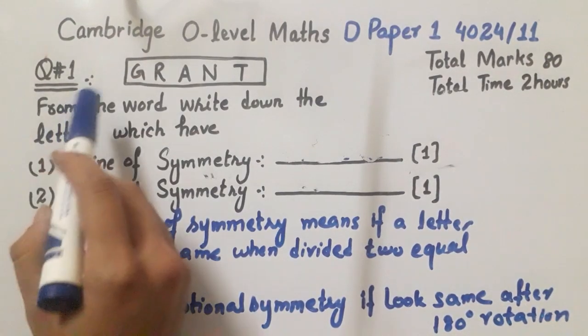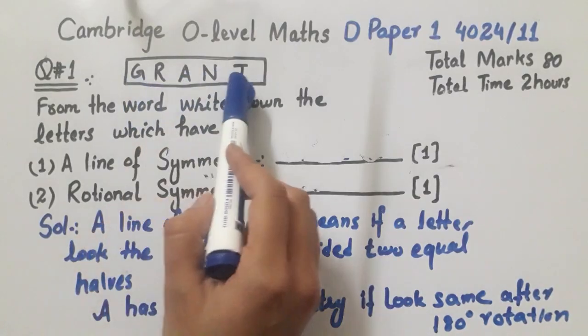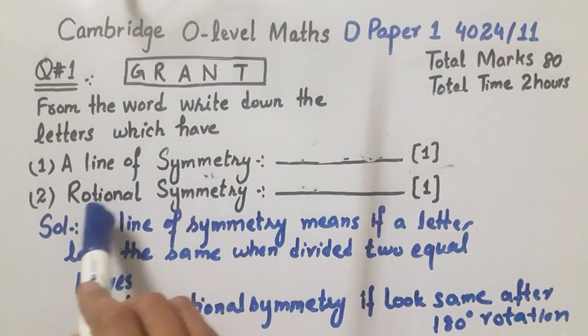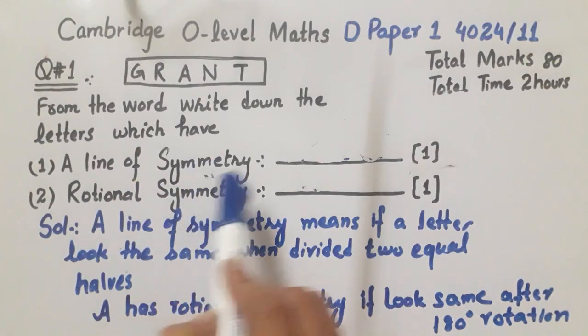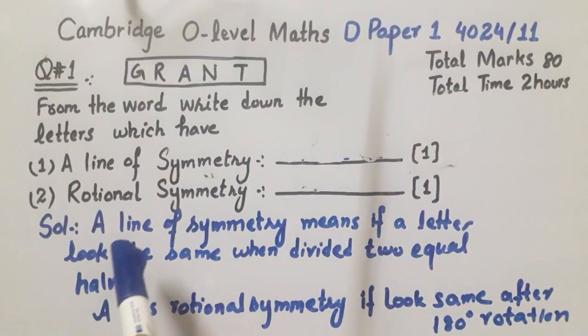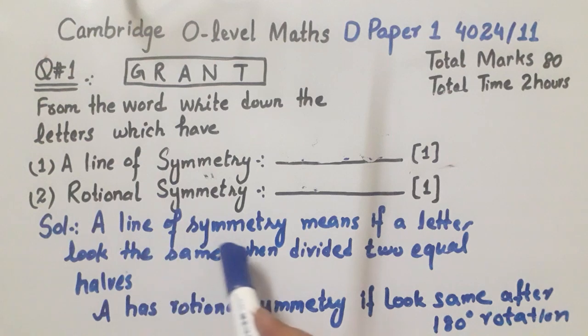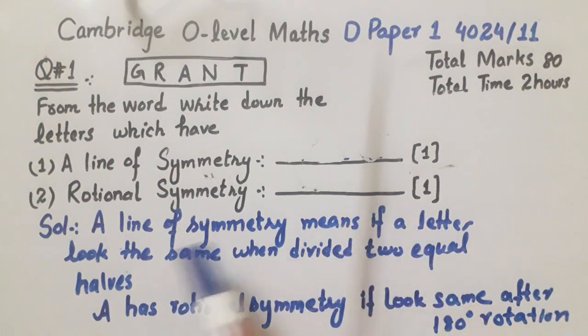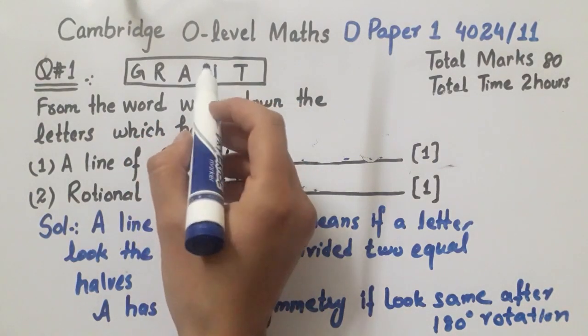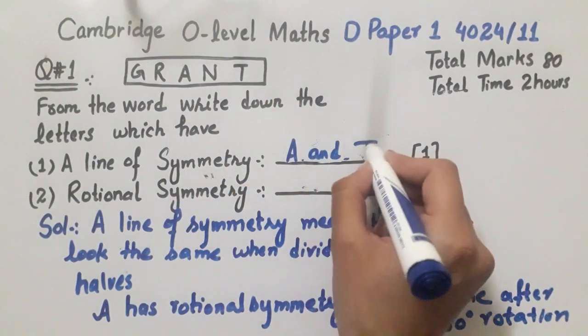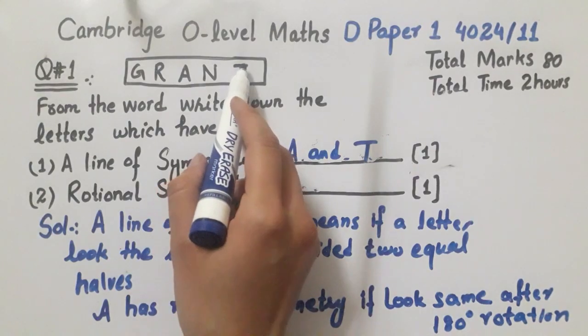Now we will start from question number 1. A word is given: GRANT. From the word, write down the letters which have a line of symmetry or a rotational symmetry, and each contains 1 mark. First of all, I will define what a line of symmetry is. A line of symmetry means a letter looks the same when divided into equal halves. So we have two letters in this word, A and T. When they are divided into two equal halves, they look the same.